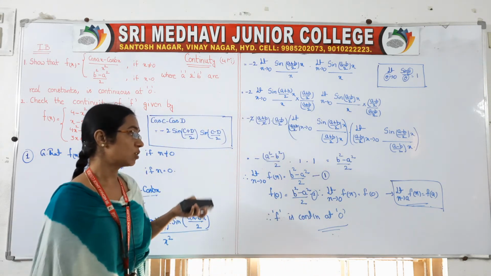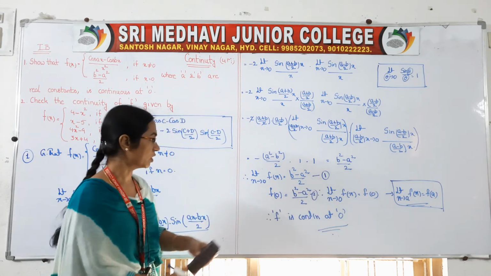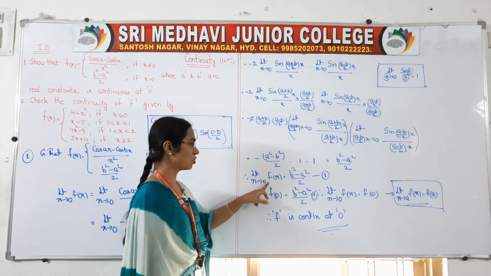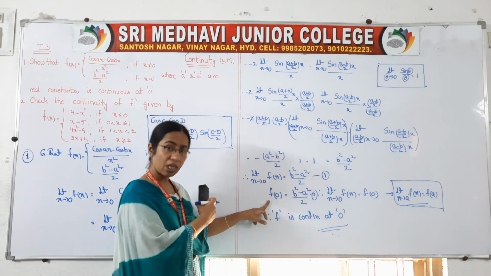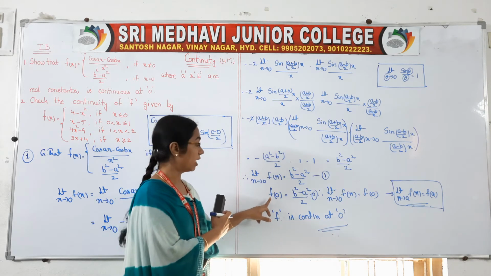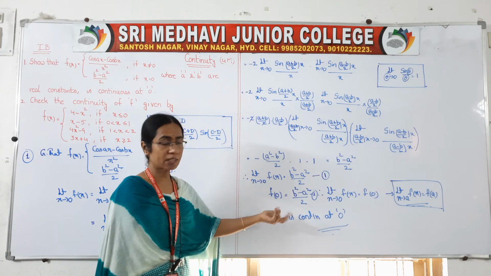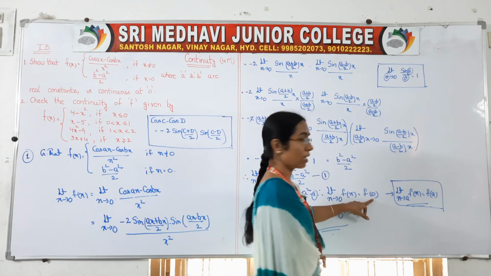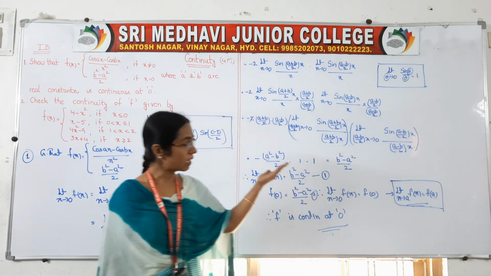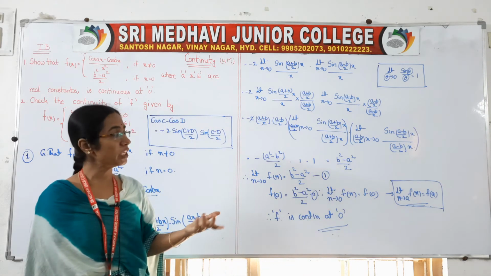So, from 1 and 2, limit x tends to 0, f of x is equal to f of 0, isn't it? Limit x tends to 0, f of x, we got (b square minus a square) by 2. And from the given definition, f of 0 is (b square minus a square) by 2. Both are same. So, limit x tends to 0, f of x is equal to f of 0. Nothing but the formula for the function to be continuous.